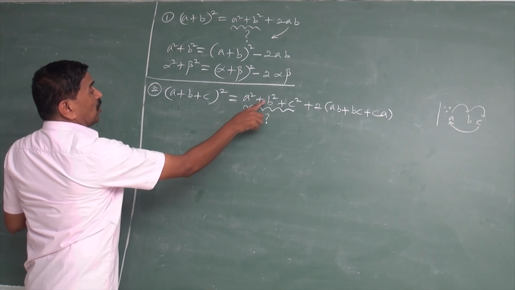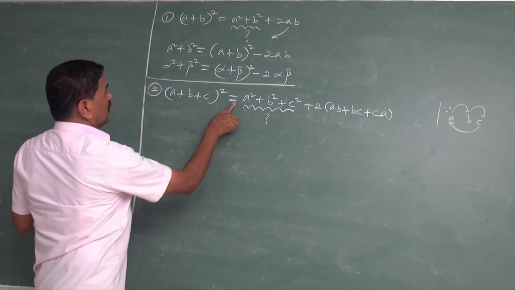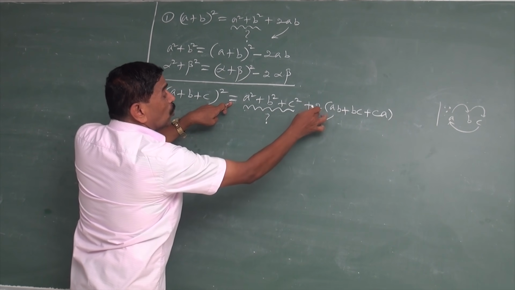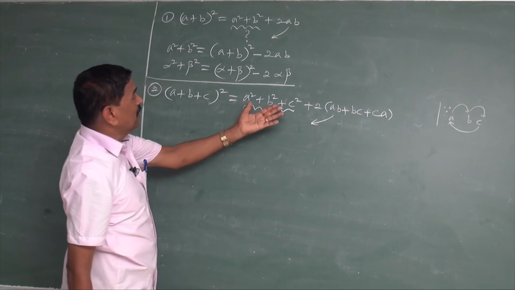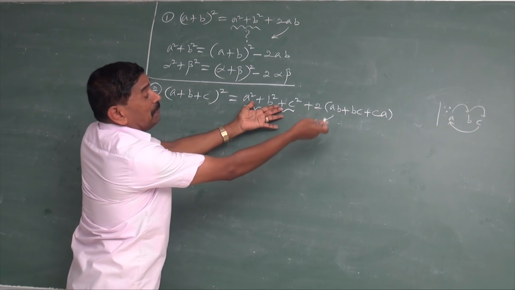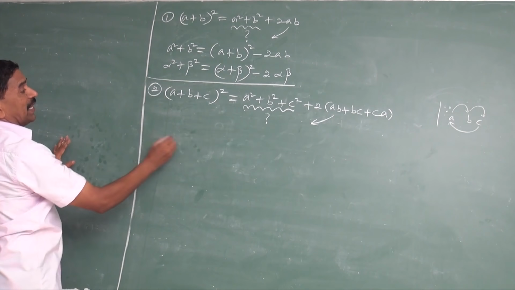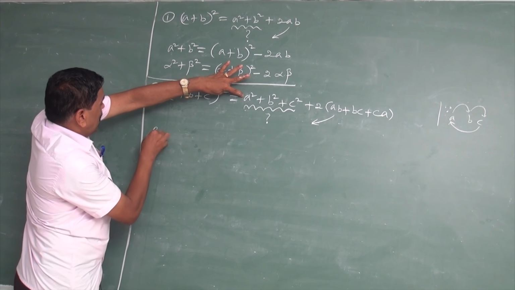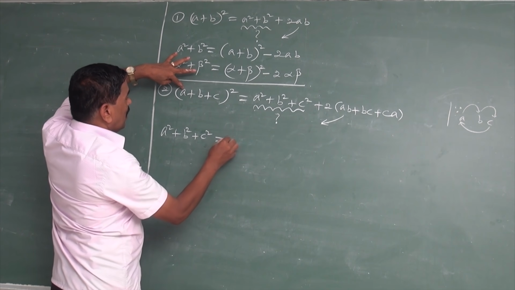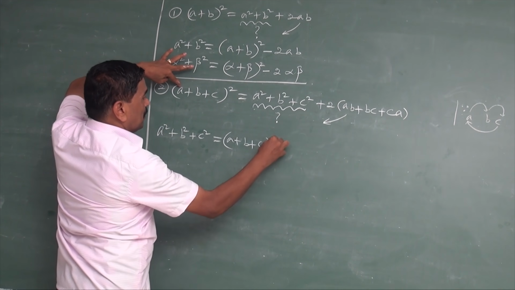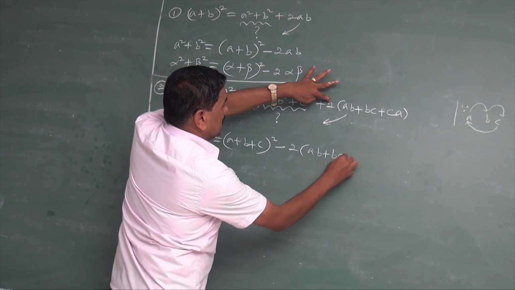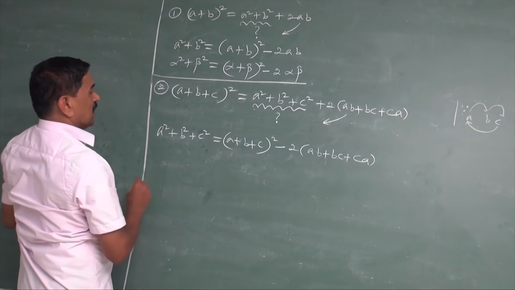Now a square plus b square plus c square is equal to a plus b plus c the whole square minus 2 of ab plus bc plus ca. That is, this is equal to the whole square minus twice of ab plus bc plus ca. Let us write it directly: a square plus b square plus c square is equal to a plus b plus c the whole square minus 2 of ab plus bc plus ca. That's all. So this is the required formula.